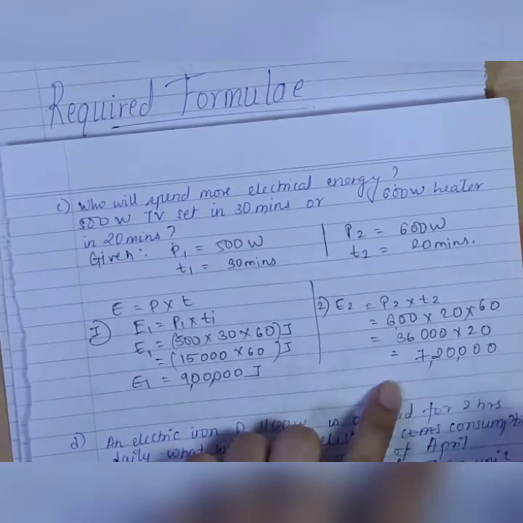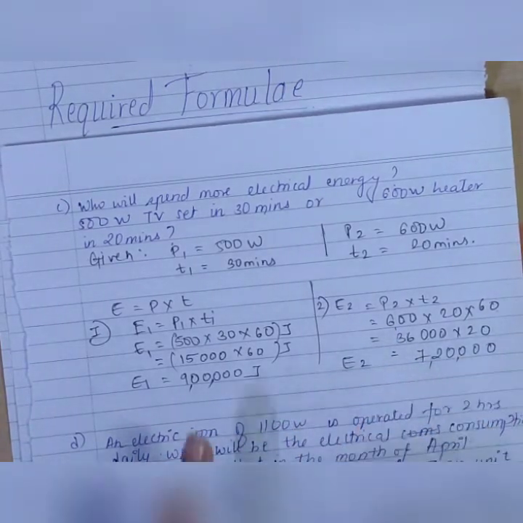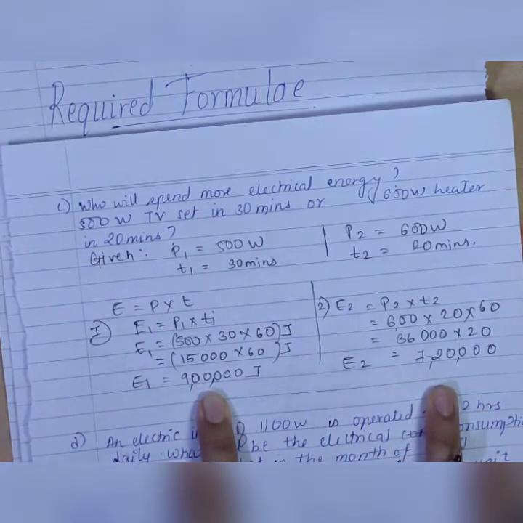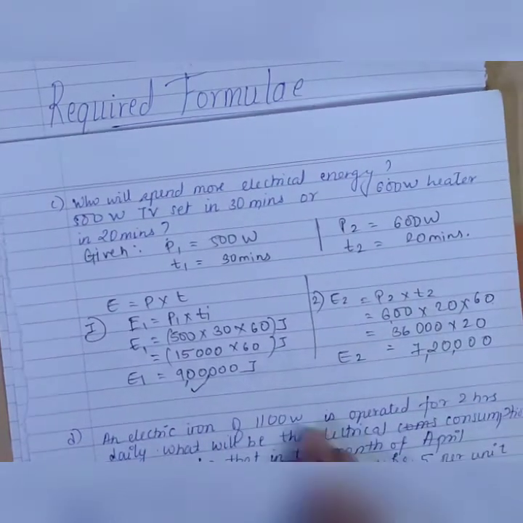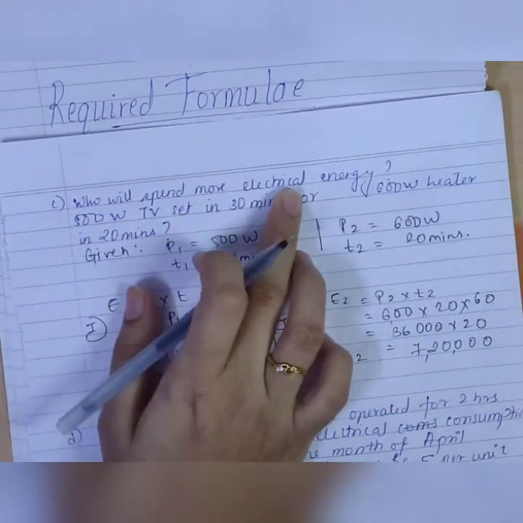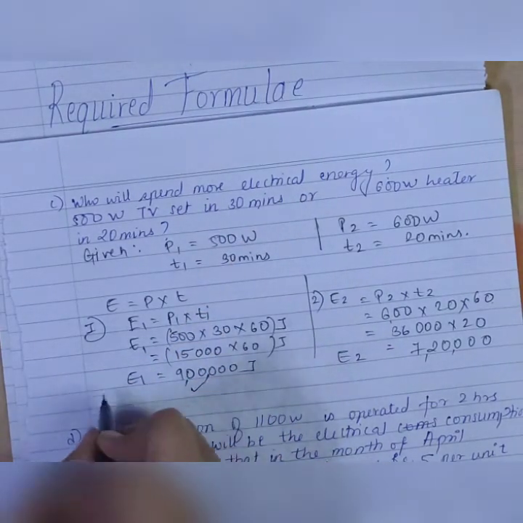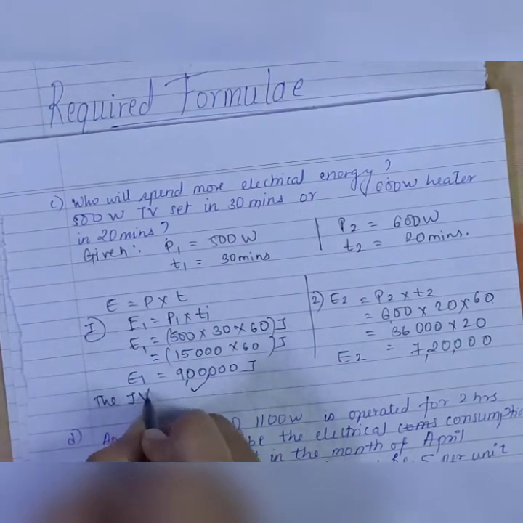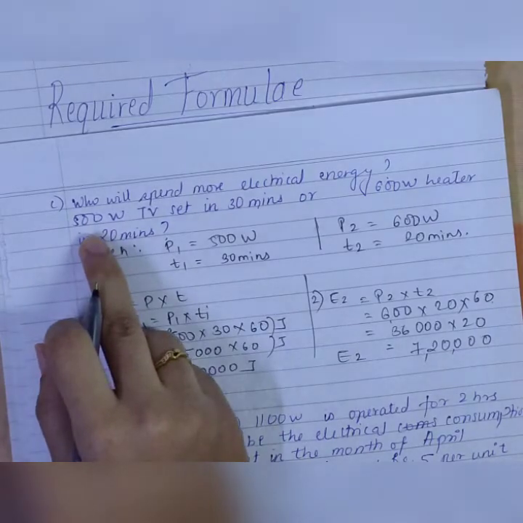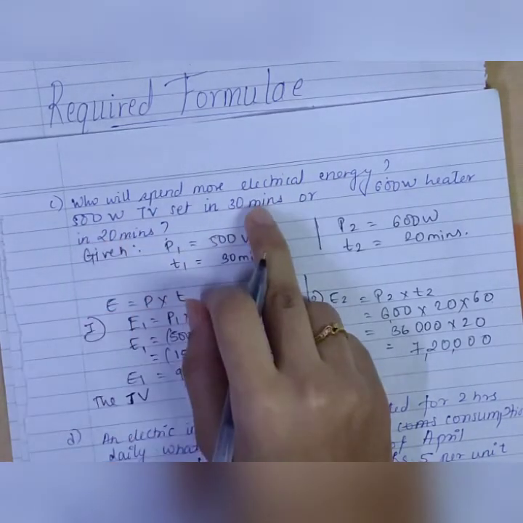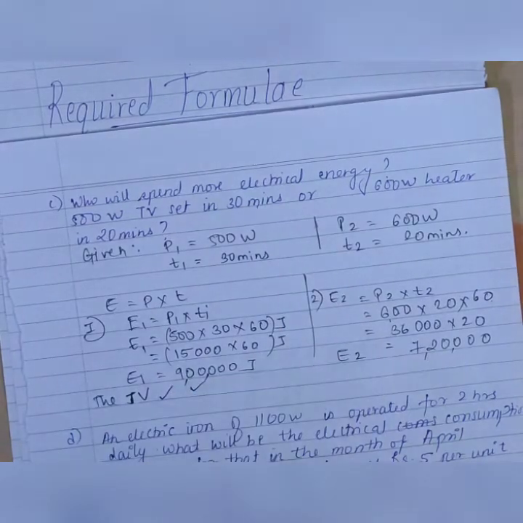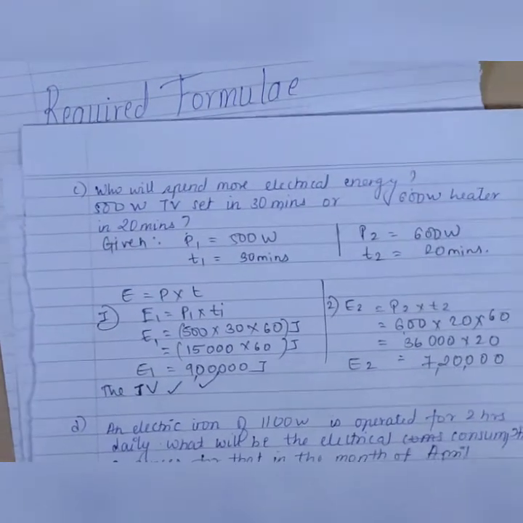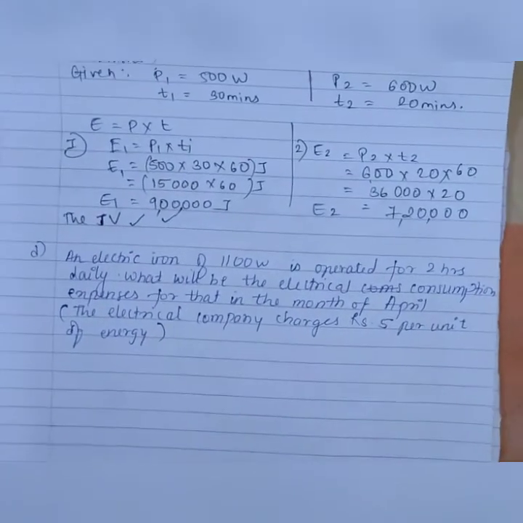So now you tell me which is bigger, this or this. Obviously this is bigger one. And how did you conclude that? Because this is a bigger number. Therefore, who will spend more electrical energy? The TV set with 500 watt power and on for 30 minutes will spend more energy. Fine. Now let's move on to the last sum in your textbook.